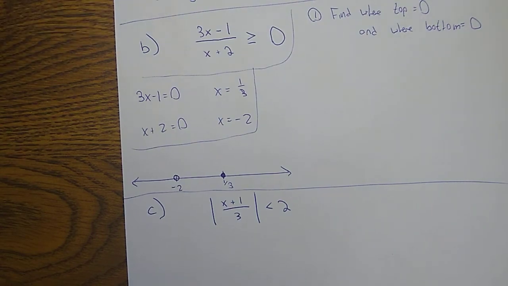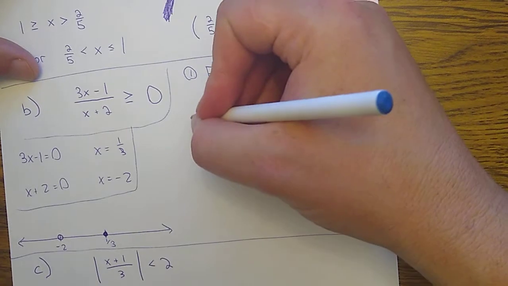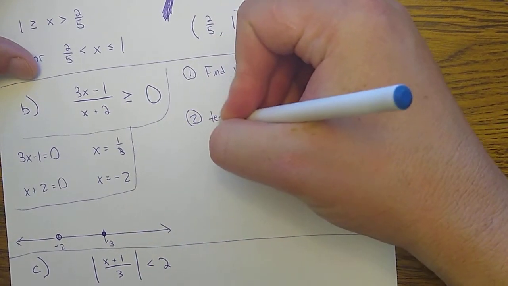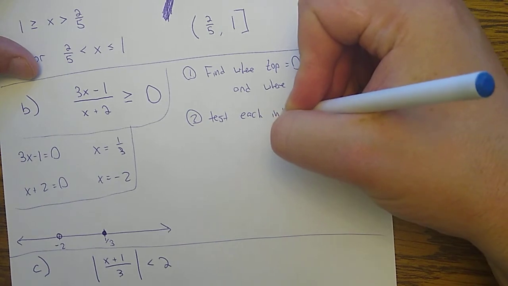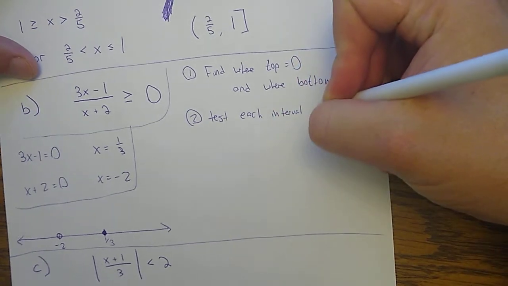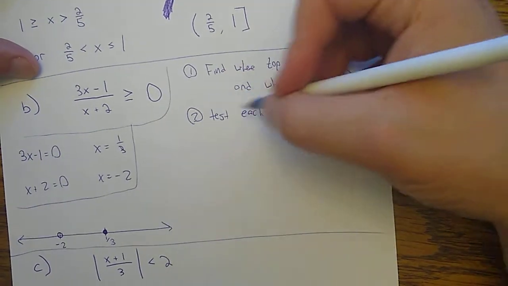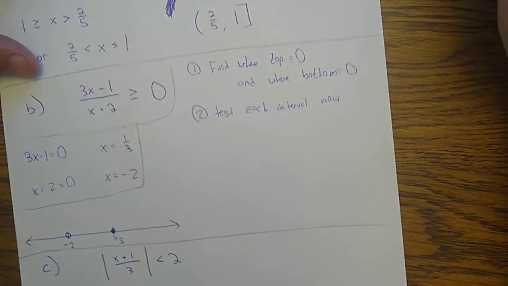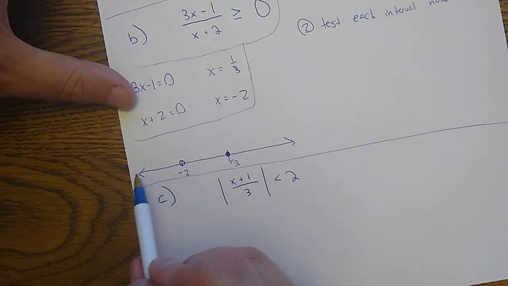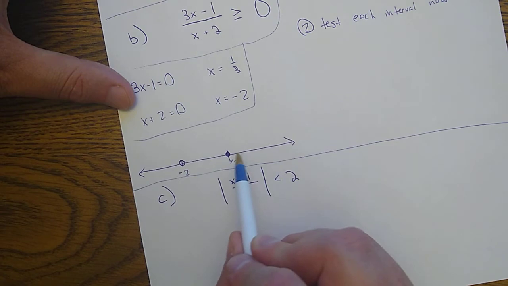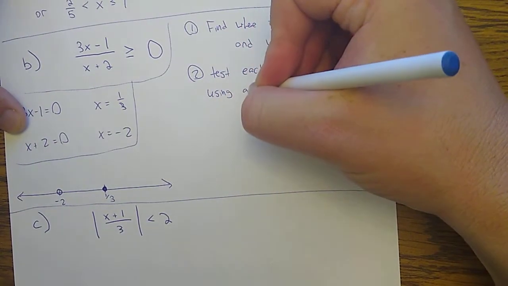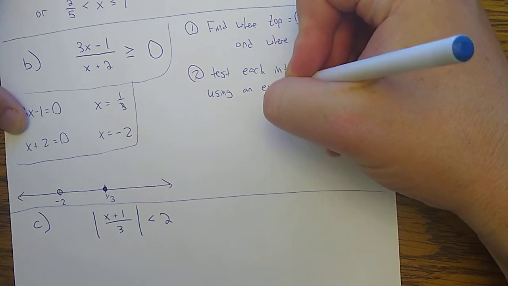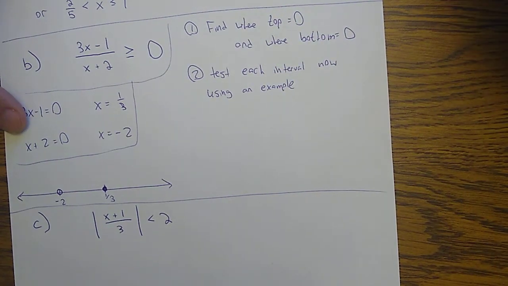And the way you can do this is you can just choose examples. So step 2 is to test each interval. So there's this interval, and then there's this interval. And for these, you can just use an example.